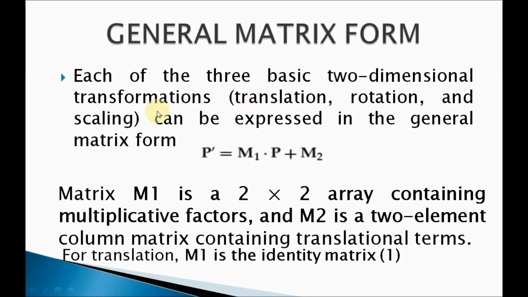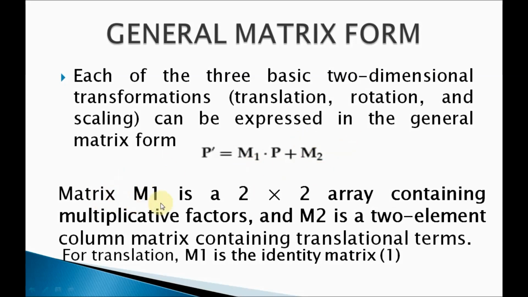See here, whatever transformation you take, you can represent that transformation in the form p dash is equal to m1 into p plus m2. This is the general matrix format. You can use this general matrix for all three types of transformations, translation, rotation and scaling, right? I will show you.